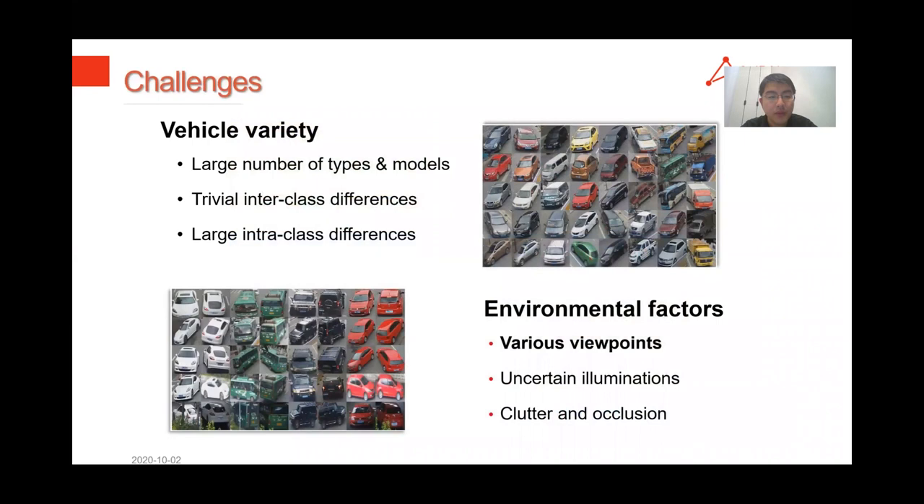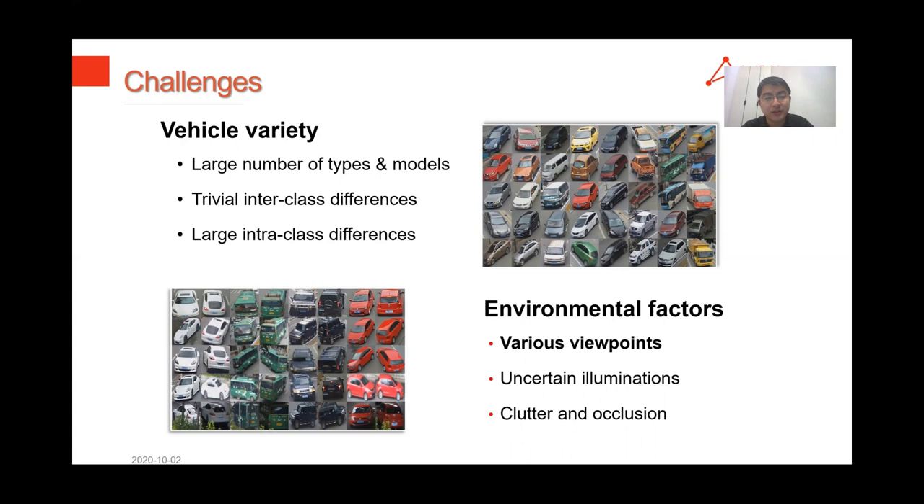However, vehicle re-identification is still a challenging task. The first challenge is the vehicle variety, especially the trivial inter-class difference and large intra-class difference. The same vehicle in different environments looks very different, but it is very hard to differentiate two different vehicles of the same type and model. The second challenge is different environmental factors, including the cross-view misalignment of vehicle parts, uncertain illumination, and clutter and occlusion.